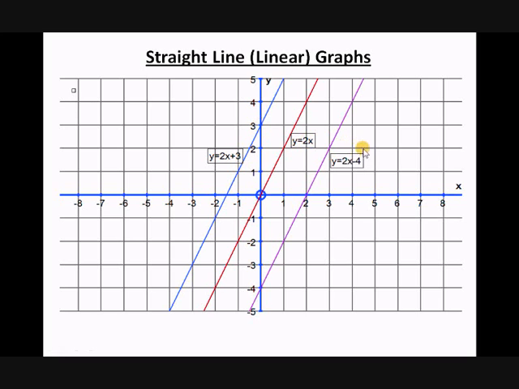Another one, y equals 2x minus 4. Again, because the gradient is 2, it's parallel to the other two lines. But this time, when x is 0, y is 2 times 0 minus 4, which is minus 4, which is down there. So, where this number tells us the slope of the line, this number tells us where it crosses the y-axis.